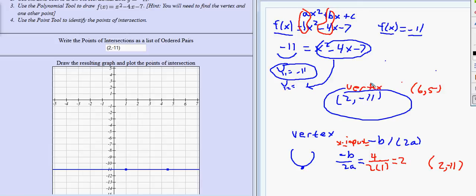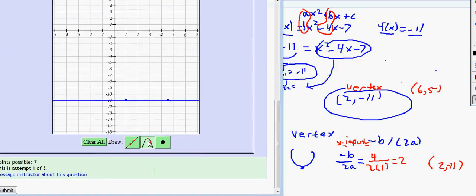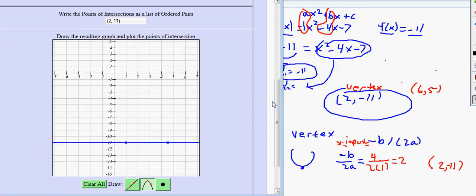And now I can finally do part 3, where it says to use the poly tool, you'll need to find the vertex and one other point. So just to make sure, I'm on the poly tool. My vertex was 2 comma negative 11. Start there. Click and hold the mouse button down. Our parabola opened up, and I'm going to make it pass through the point 6 comma 5, my other point. I'm going to let go, and that's a beautiful graph, I must say.